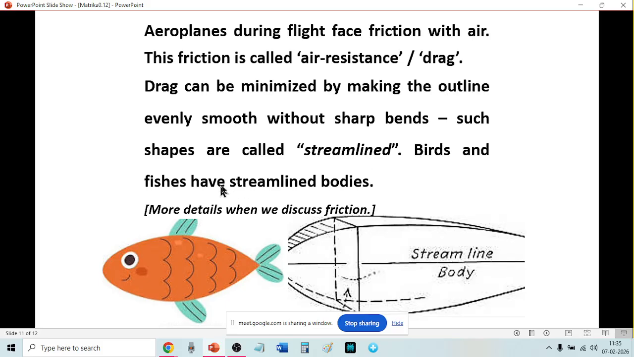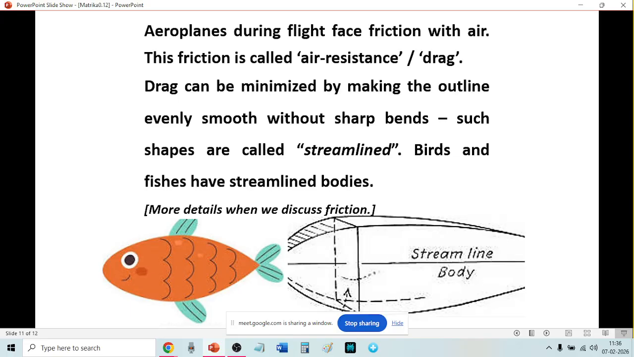Birds and fishes have streamlined bodies. Aeroplanes will always have streamlined bodies. Why? To minimize drag, to minimize air friction, to minimize air resistance. So fishes and aeroplanes will have streamlined bodies. That means these shapes are evenly smooth without sharp bends so as to minimize the friction.